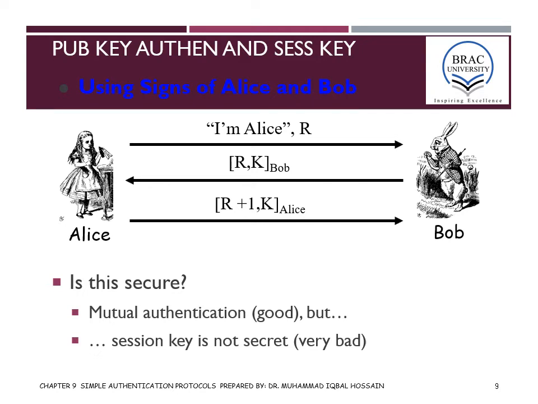So the same problem remains here. This session key is not secure, because if you have Bob's public key, you can easily break this, right? So Trudy, in the meantime, received this message, and because Bob's public key is public, she can easily break this. So we can have mutual authentication, but the key is not secure, right?